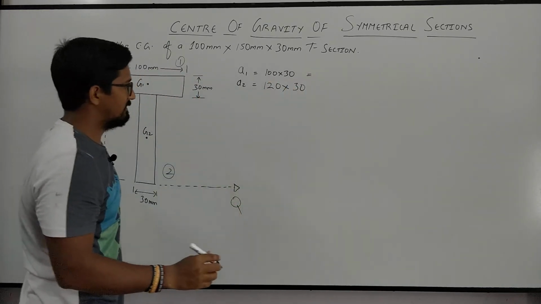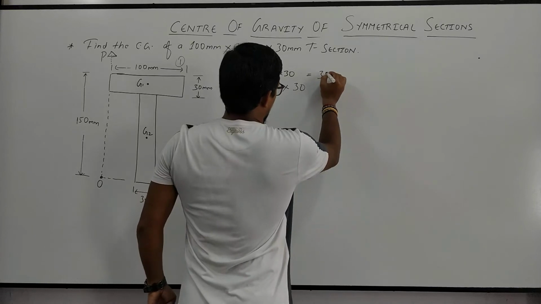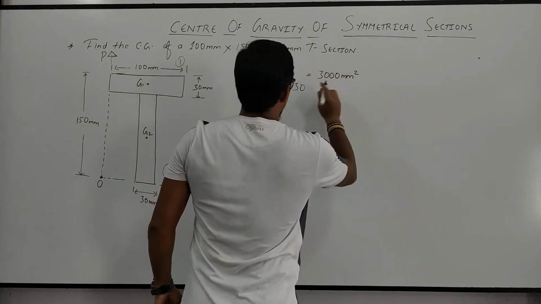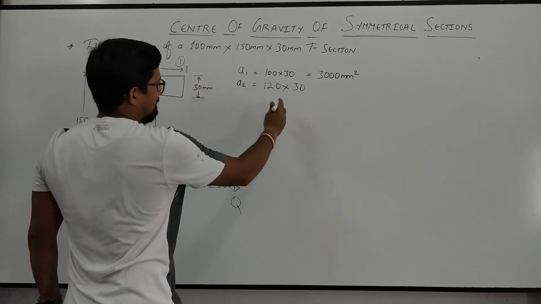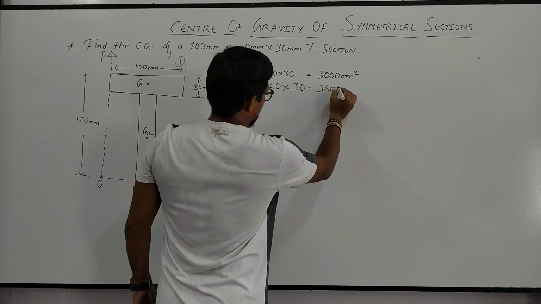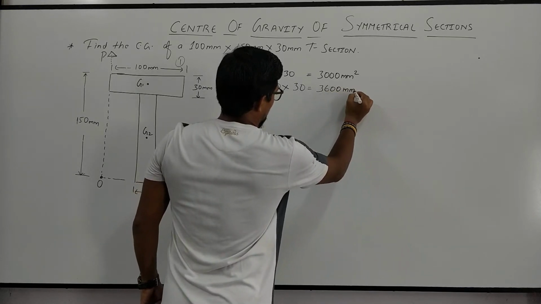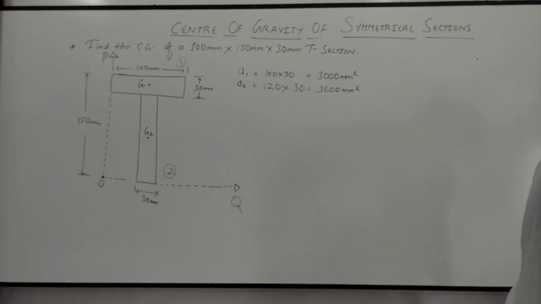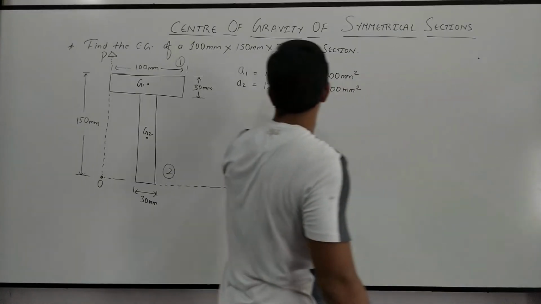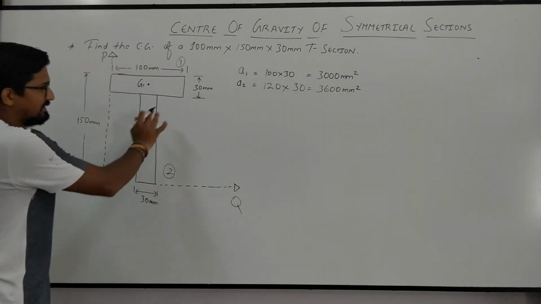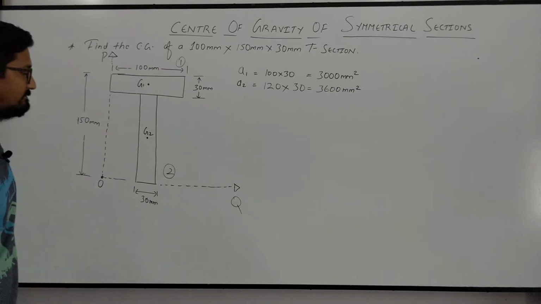So it will be 3000 mm square, and it will be 3600 mm square. Let me check the area, correct. So we got A1 and A2, the area of section 1 and the area of section 2. So this we have completed.